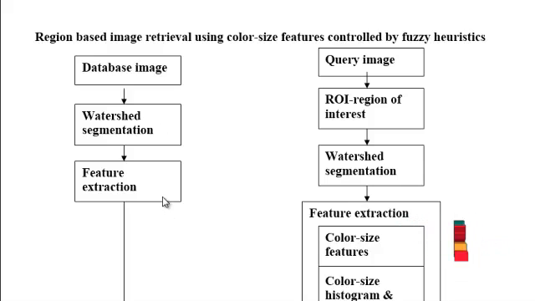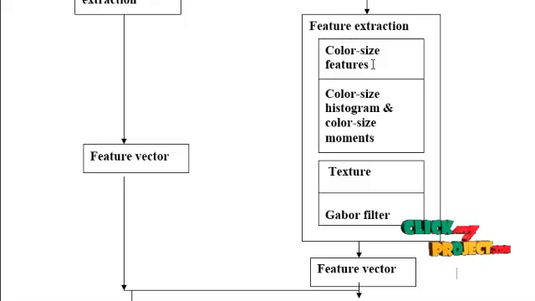Then compute the watershed transform of the modified segmentation function. Then we will go for feature extraction. Likewise, our query image also goes through watershed segmentation. Then we will go for feature extraction. In the feature extraction step, color size feature, color size histogram, color size moment features, texture and Gabor features are extracted. We are using color size features first. We present a new type of visual features called color size features, which contain distribution information of both color and region size. Then we will go for color size histogram and color size moments.